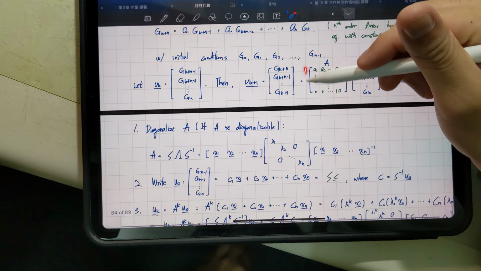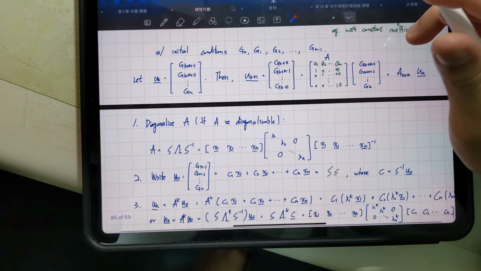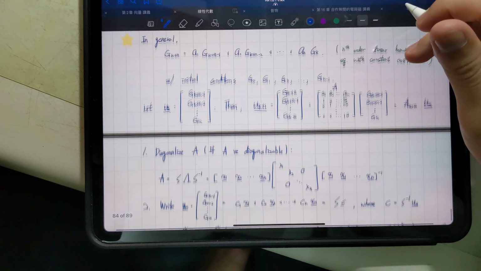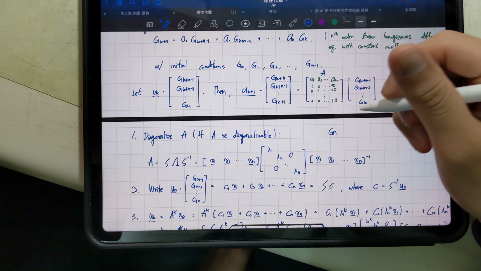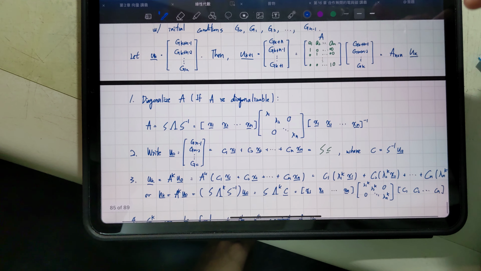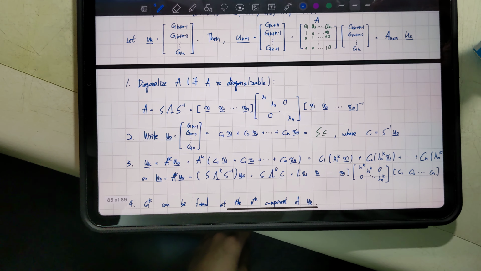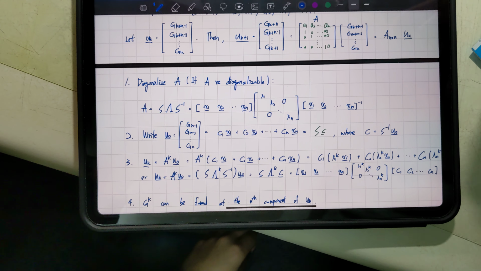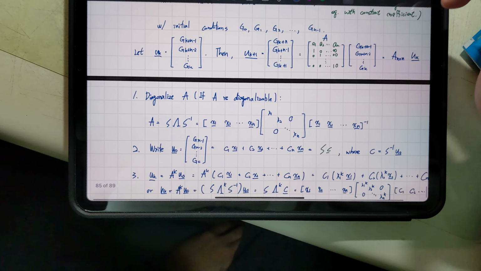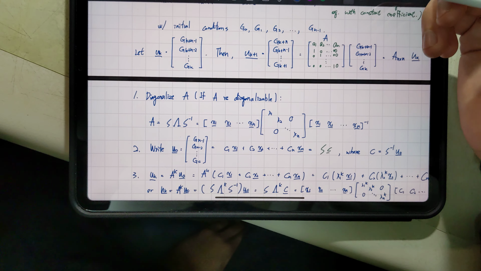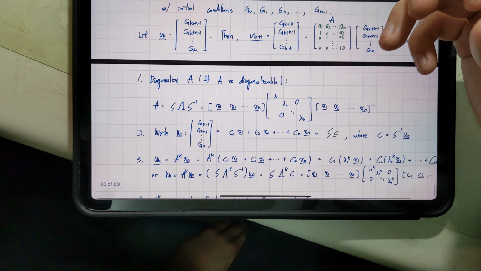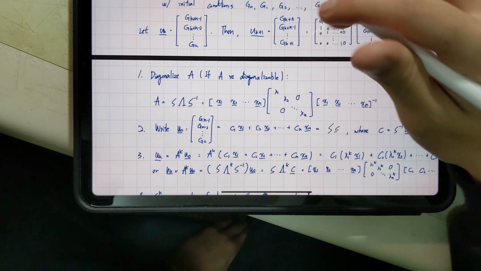Okay, so we have this matrix A. If we want to calculate the g_n terms, the first step is to diagonalize A. How do we diagonalize A? We calculate the eigenvalues and eigenvectors of A. So x1, x2 to xn are the eigenvectors of A, lambda 1, lambda 2 to lambda n are the eigenvalues of A, and this is the inverse of S.